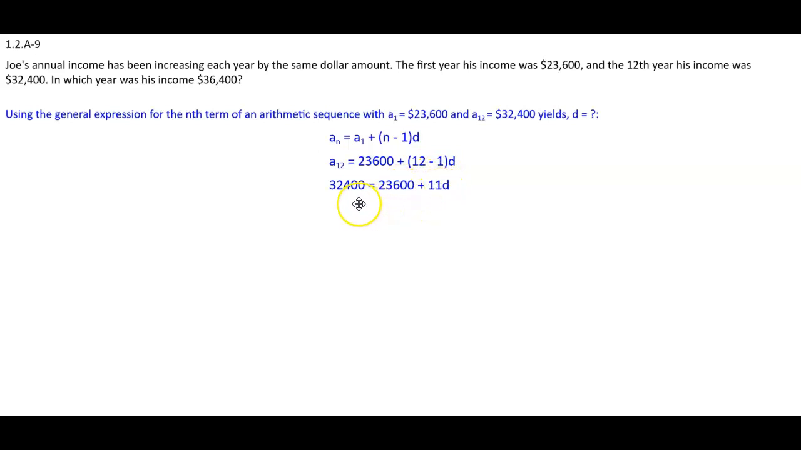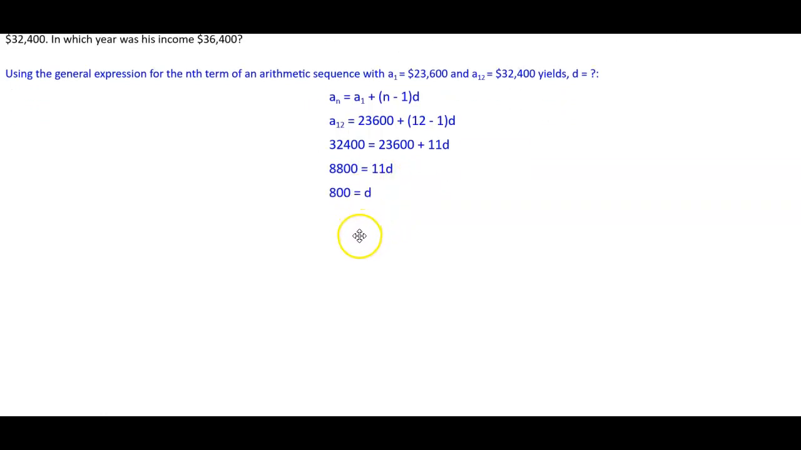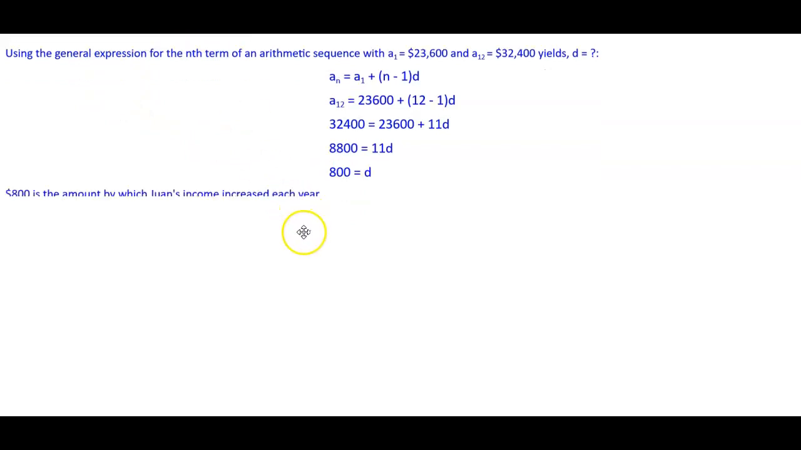Now we're going to subtract 23,600 from both sides. Therefore we get 8,800, which is equal to 11d. Now we're going to divide both sides by 11, and that tells us that the common difference is going to be 800. So now we want to answer the question: in which year was his income $36,400?